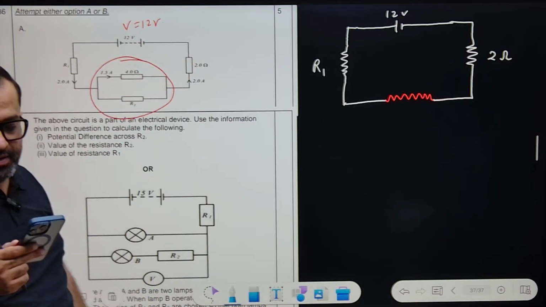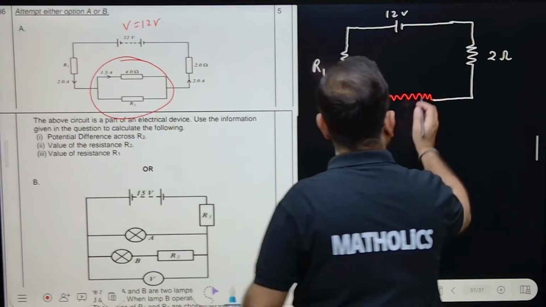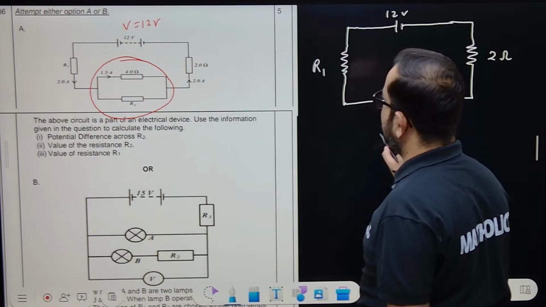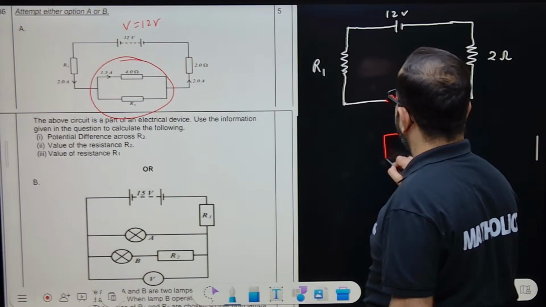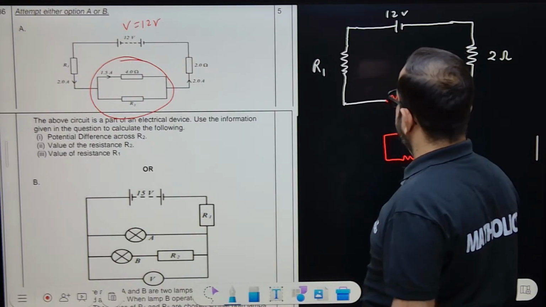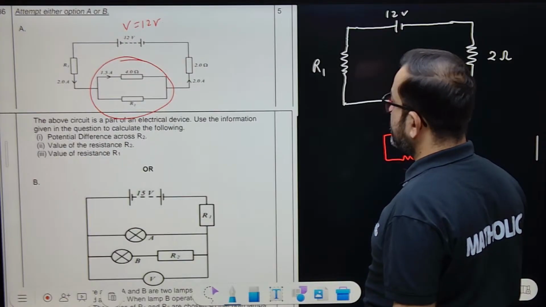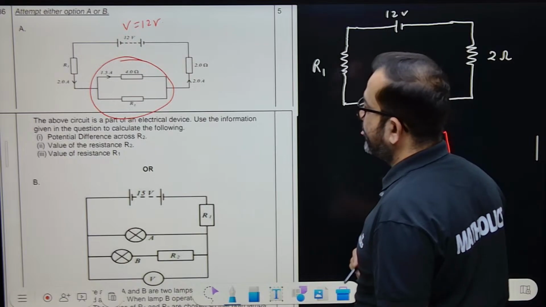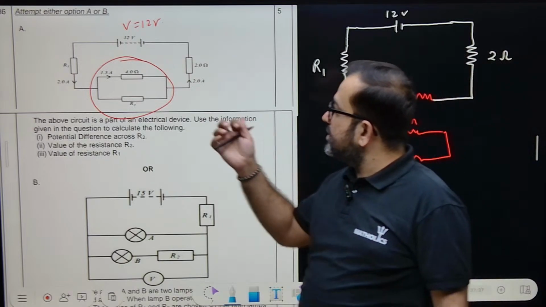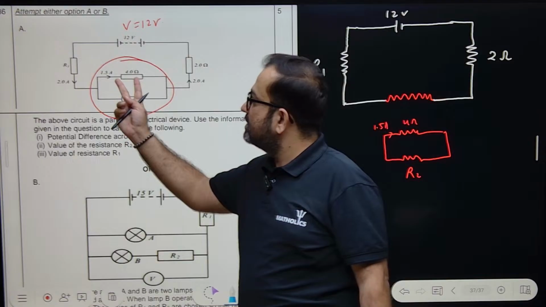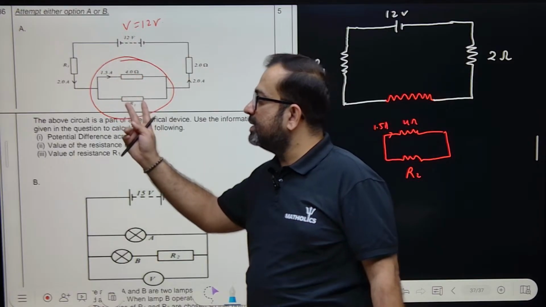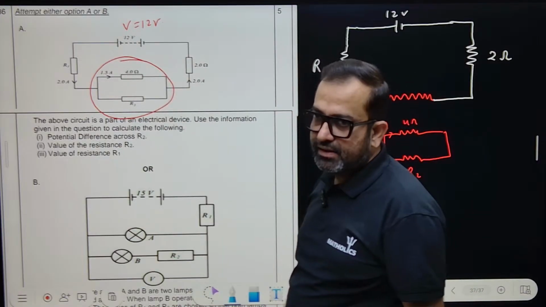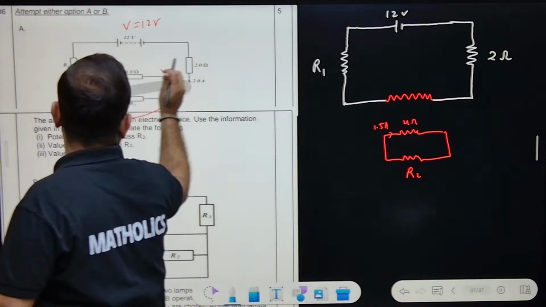Why is it so? See, I can make this like this also. This is a parallel combination of these two resistors. This is 4 ohms. This is R2, no worries. And this is 1.5 ampere and whatsoever. So if the potential difference across this is something, that will be equal to R2, yes or no? Why? Because these both are in parallel.